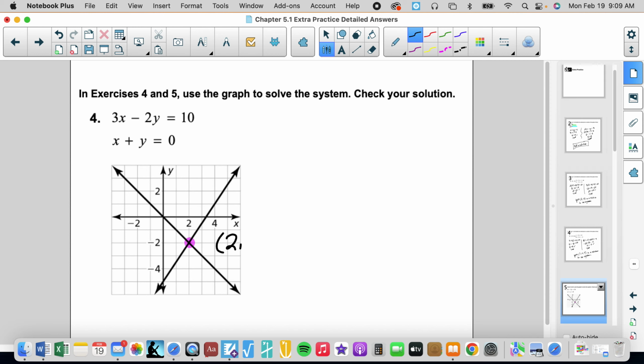So this is the point 2, -2. First of all, we have to decipher how we can write a coordinate from a coordinate plane.